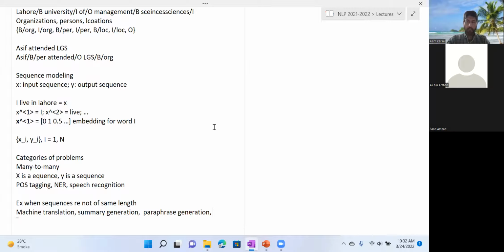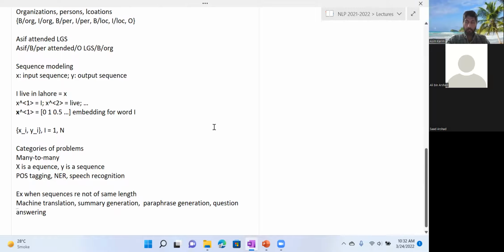And also in general, whenever you have generation, usually you will have X and Y of different lengths. For example, question answering or, you can say, chatbots. So what do you have in a chatbot? You have one input sentence, which is the question, and then an output sentence or sequence of words, which is the answer to that. So the number of input words would be different from the number of output words.